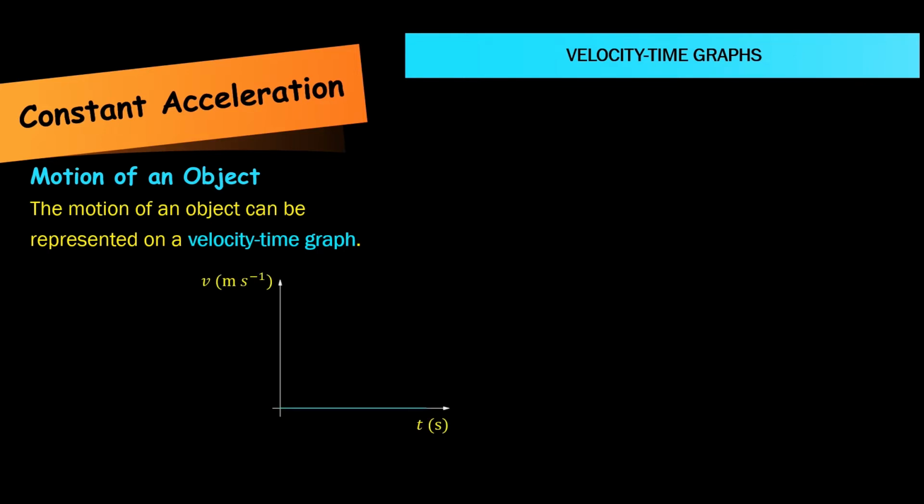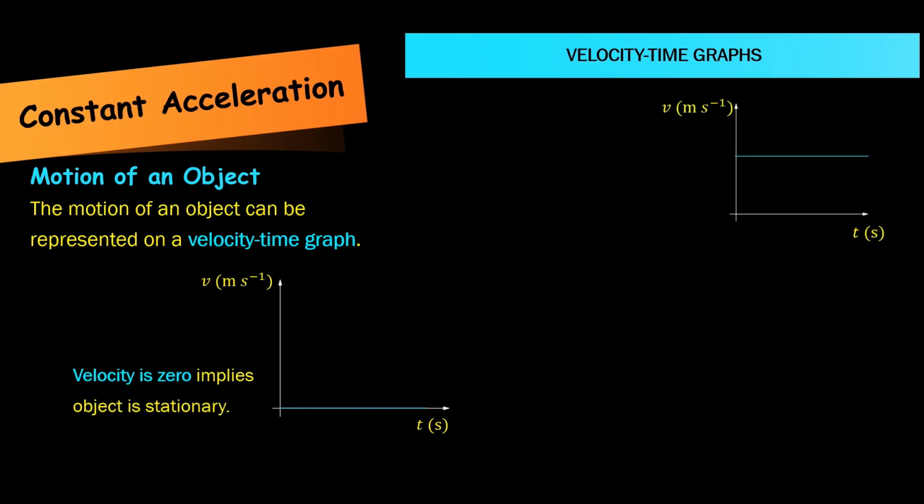So if we consider the graph on our screen here, with time in seconds on the x-axis and the velocity in meters per second on the y-axis, then this particular velocity time graph represents velocity 0, and it indicates that the object is stationary.